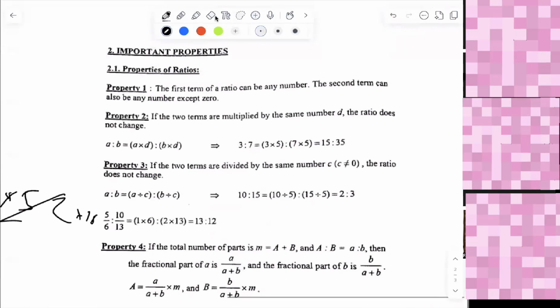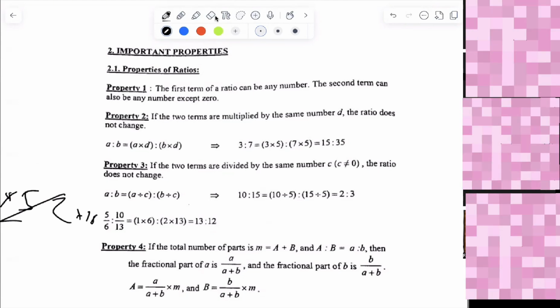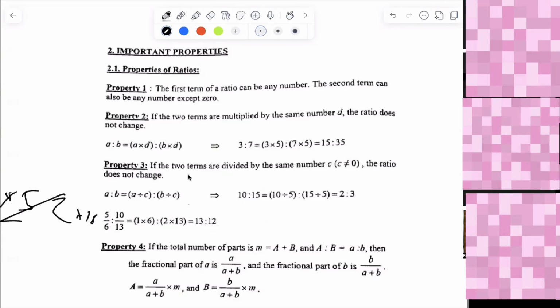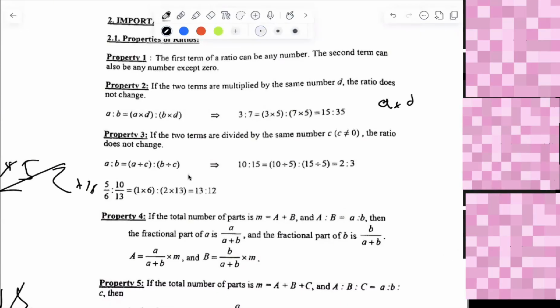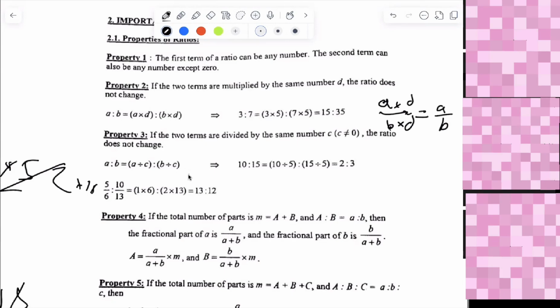Now let's move on to the important properties that you need to know. Property 1: the first term of a ratio can be any number. The second term can also be any number except 0, pretty obvious, because we can't divide by 0. Property 2: if the two terms are multiplied by the same number d, the ratio does not change. Easy to see why. Remember, it's just a fraction. So it's a times d divided by b times d, which equals a divided by b. These just cancel out.